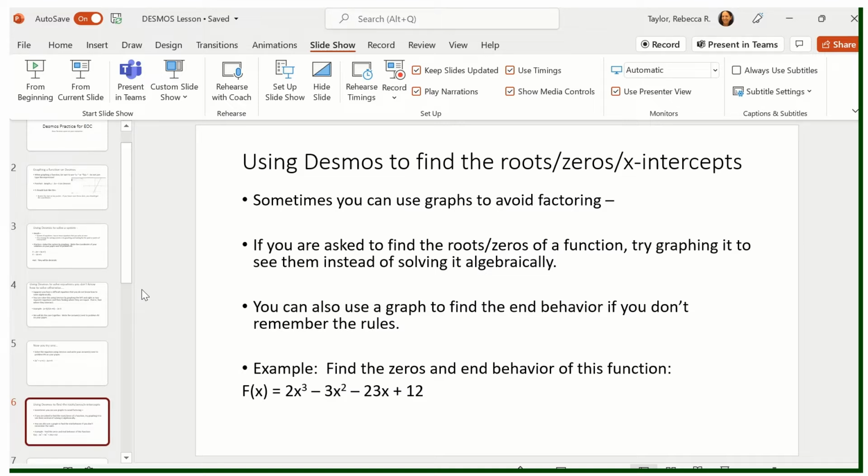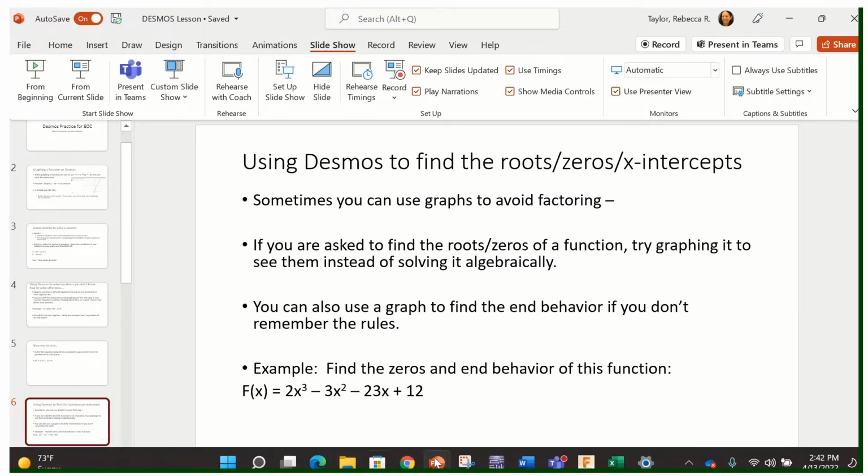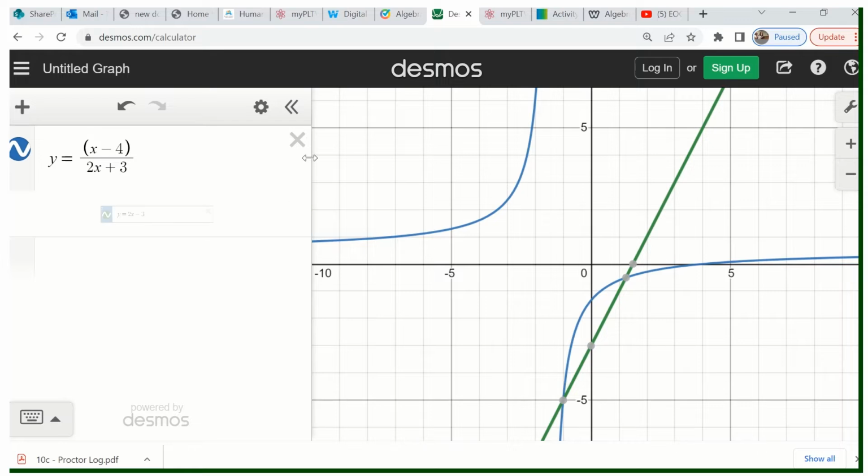All right, so again, this is why it's important to know your vocabulary, to know what these are, so that you're reading a problem and it says find the roots, and then you can think, oh, but I've got a graphing calculator, I can actually look at them. So if you were asked to find the roots, zeros of a function, try graphing it to see them instead of solving it algebraically. If you're confident algebraically, then you might use the graph to back up or give you some confidence. You can also use the graph to find end behavior if you don't remember the rules for end behavior. And so if you remember that end behavior was a thing, but you don't remember the rules for the up, down, whatever, go ahead and graph it.